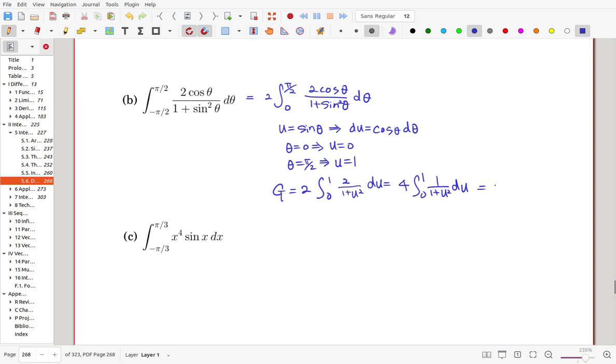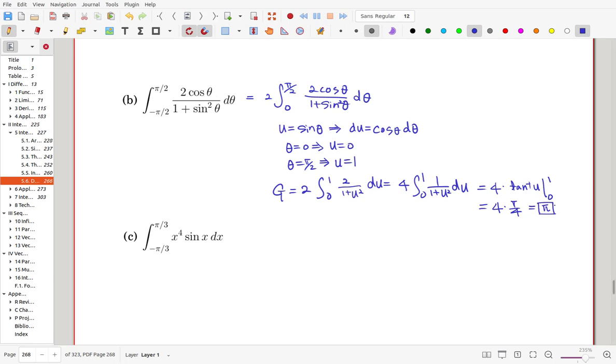So that is the same as 4 times the antiderivative, arctangent of u, with u from 0 to 1. Once u equals 0, the value is 0. Once u is 1, that is pi over 4. So 4 times pi over 4. So the answer is pi.